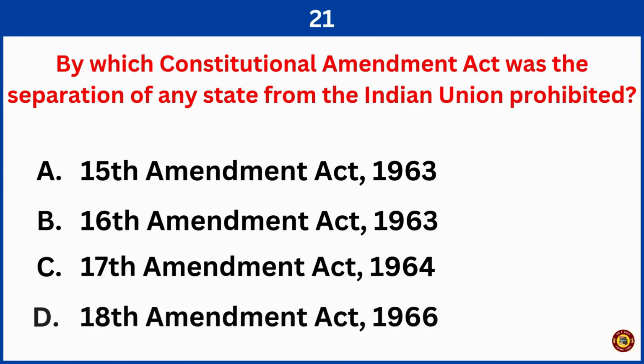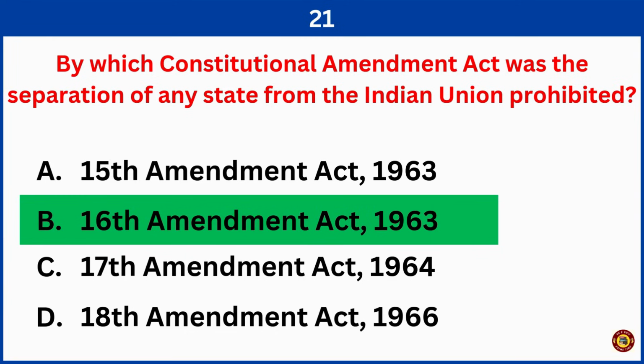By which constitutional amendment act was the separation of any state from the Indian Union prohibited? Correct answer is option B, 16th Amendment Act 1963.